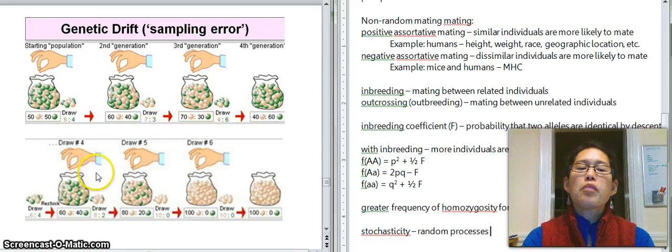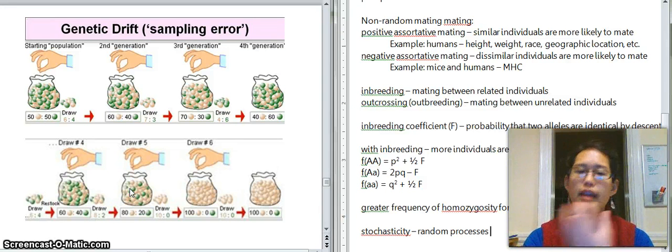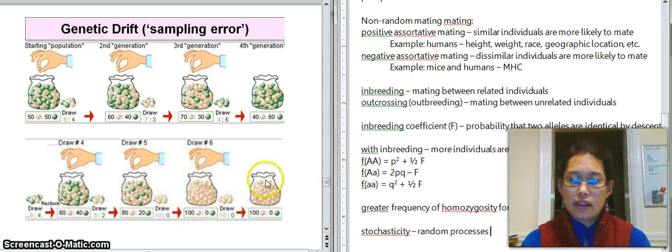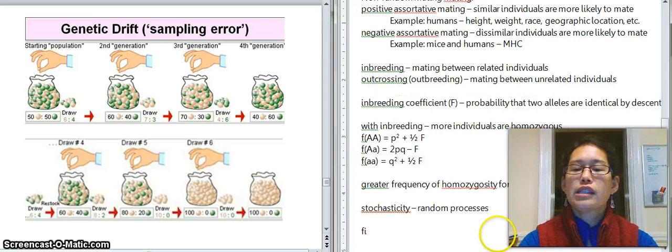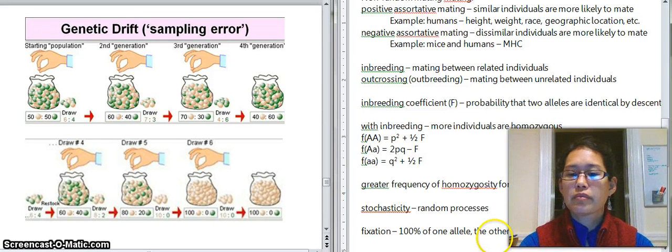So over time, due to sampling errors, sometimes you might just draw 10 of all one color, and then all of a sudden you've lost the green allele from that population and the white allele has gone to fixation. Fixation means that there's 100% of one allele. The other has been lost from the population. Okay?